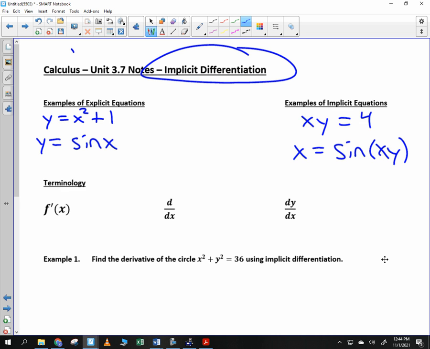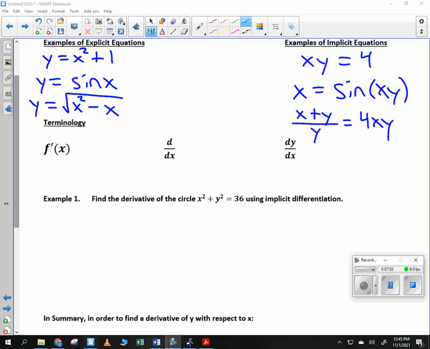And I'm going to do one more example of an explicit equation: y is equal to the square root of x squared minus x. And an implicit equation I'll write as (x plus y) over y is equal to 4xy. I want you to look at examples of each, and I want you to turn and pair share for just 20 seconds. See if you can tell your partner what you think is the difference between explicit and implicit. Ready, set, go. Okay, what do you got?